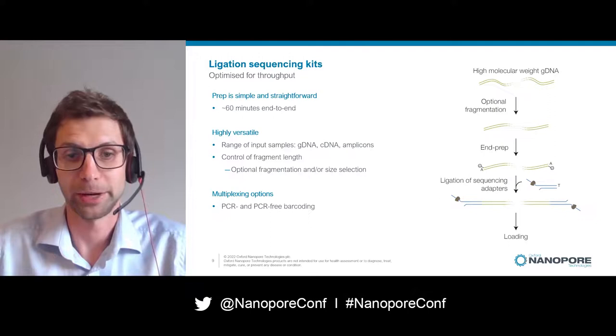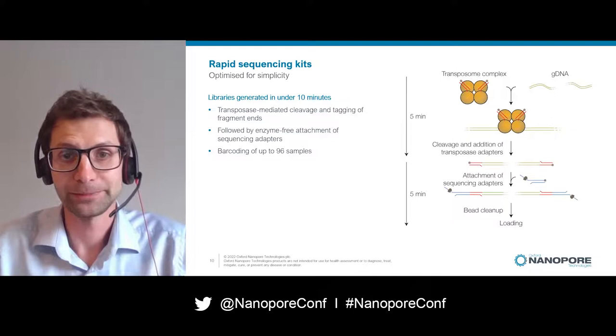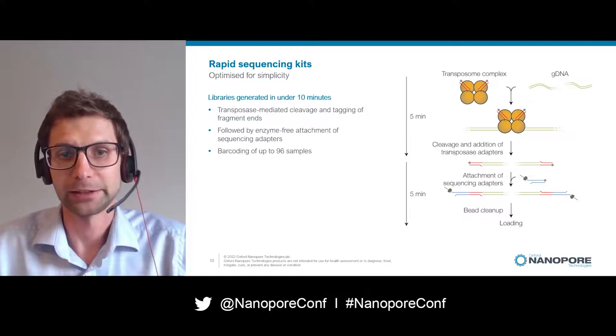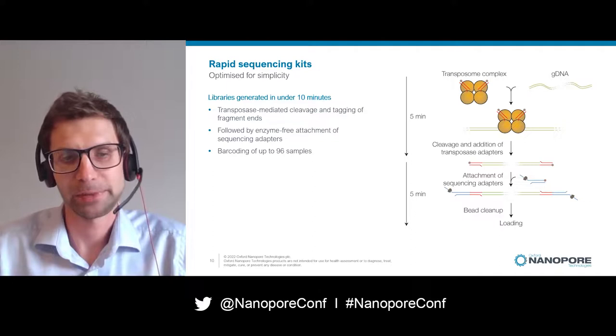Now let's have a look at the rapid chemistry. The rapid kit is really optimized for simplicity and speed. In this case, the library preparation is transposase-based. It involves fragmentation of the DNA through a transposase complex that not only cleaves the DNA, but also tags the fragmented DNA with specific adapters.